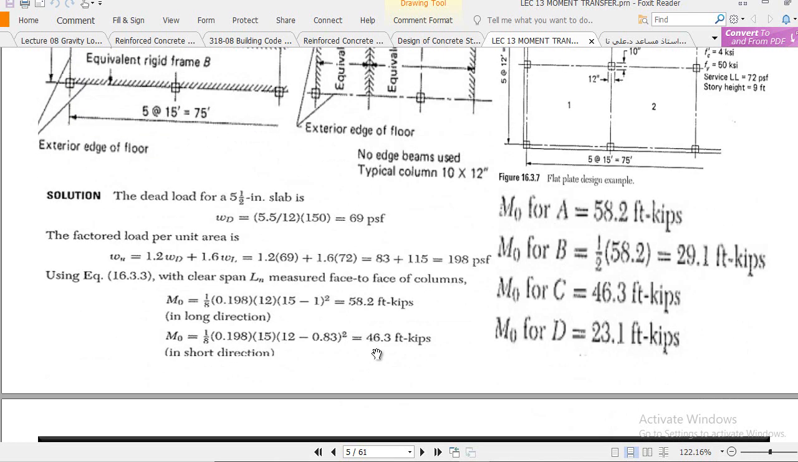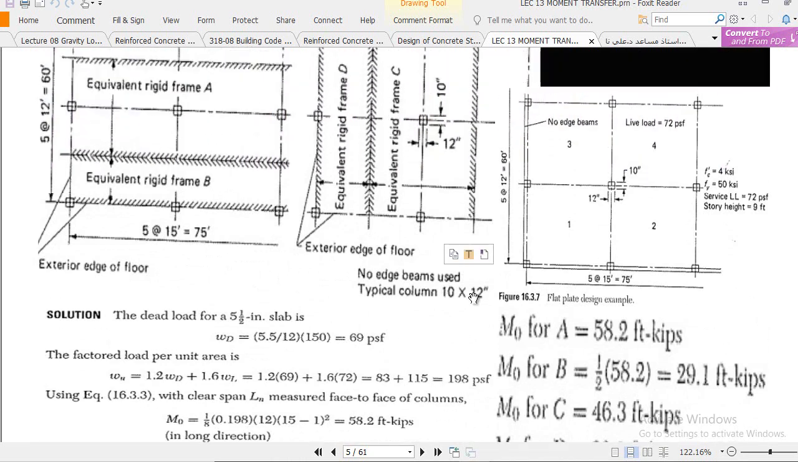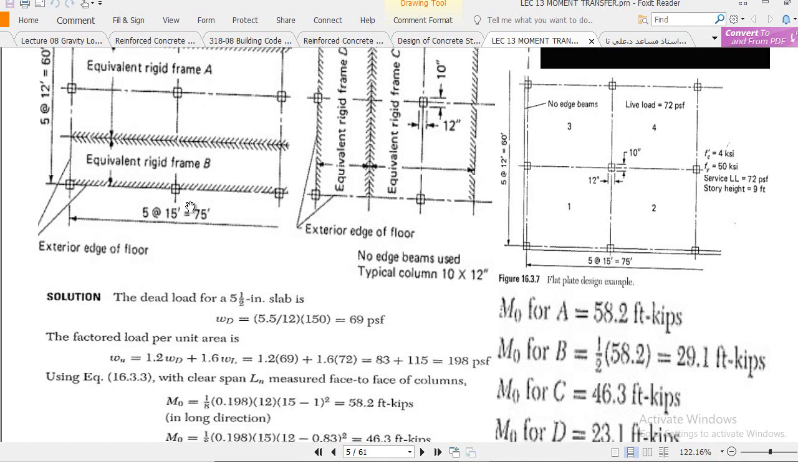Okay, so we got 46.3 feet in the short direction, or the north-south direction, and this is the east-west direction. Clear? Now the moment for frame A. All the spans are the same, remember. And we have 58.2 feet. This is for the interior equivalent frame and this is for the exterior.